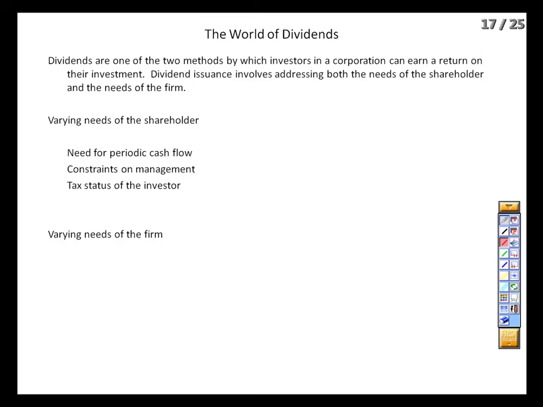People who pay taxes may be less likely to invest in high dividend yield firms, whereas non-taxable entities, such as not-for-profits and foundations, may look to those dividends to fund scholarships or programs. On the other hand, the dividend policy has to fit the business as well. The converse of that management constraint thing is the need for cash to finance growth opportunities.